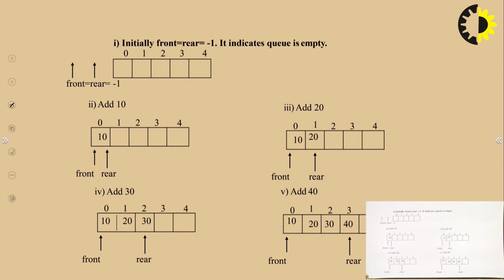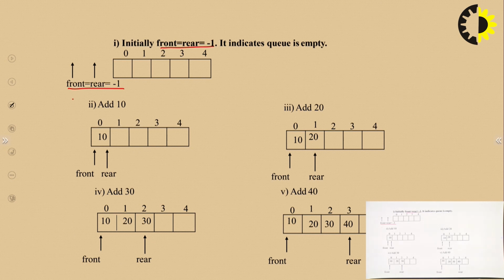One more example to understand this queue concept in a better way. Initially, front equal to rear equal to -1. That indicates the queue is empty. And here we have again taken the size of the array as 5, and front equal to rear equal to -1.